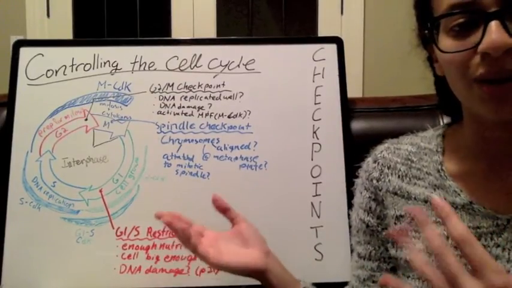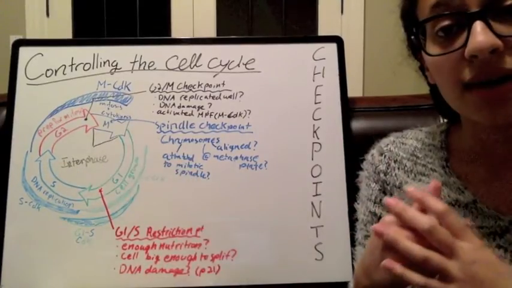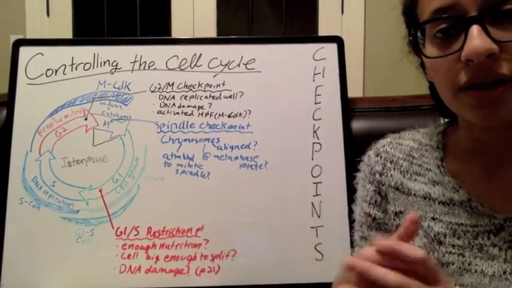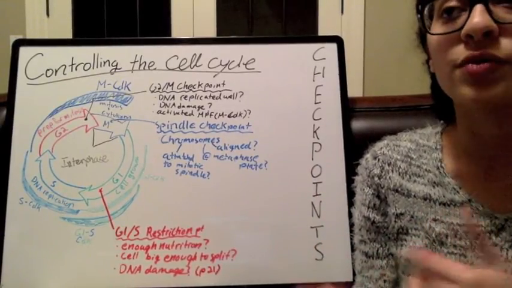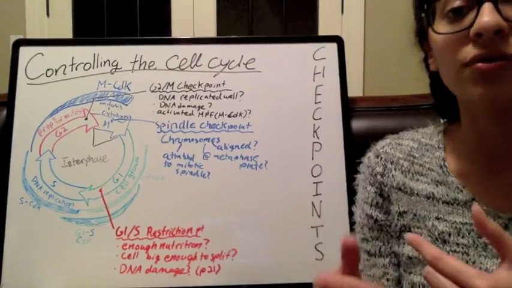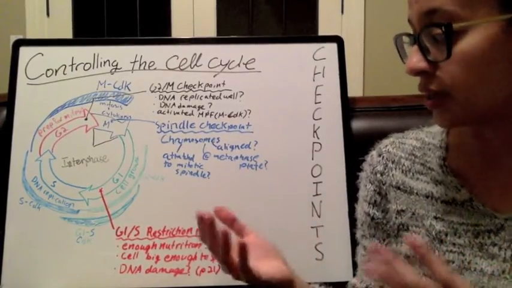Now, you might be wondering, where did this damage come from? Say everything else went well. Why would this DNA be damaged? Well, one of the things could be from a carcinogen. So, say you were exposed to X-rays, or UV light, or smoking. That can all damage your DNA.